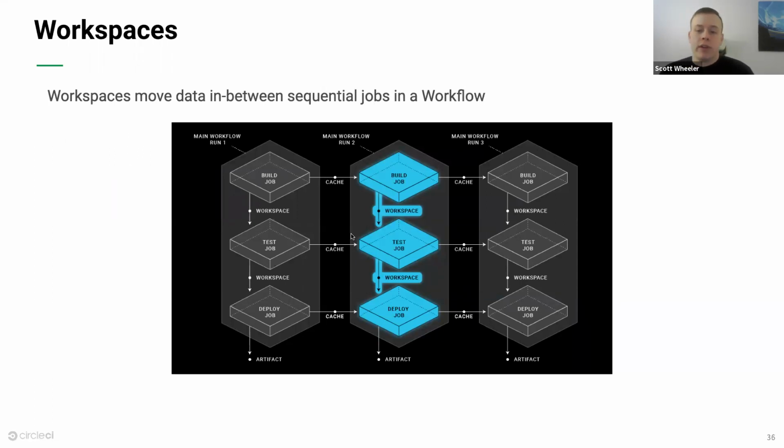Workspaces move data between sequential jobs in a workflow. The most common use case for this is test data. If you run high parallelization, at the end of test jobs, you want to persist that data to output one test results file. You can use Workspaces to move that data into a single job and consolidate.